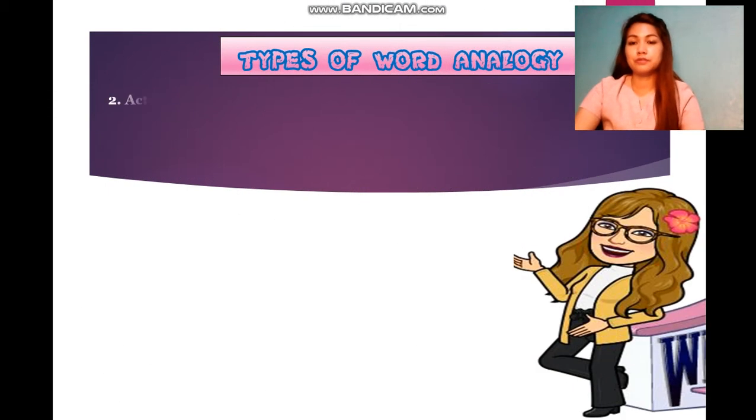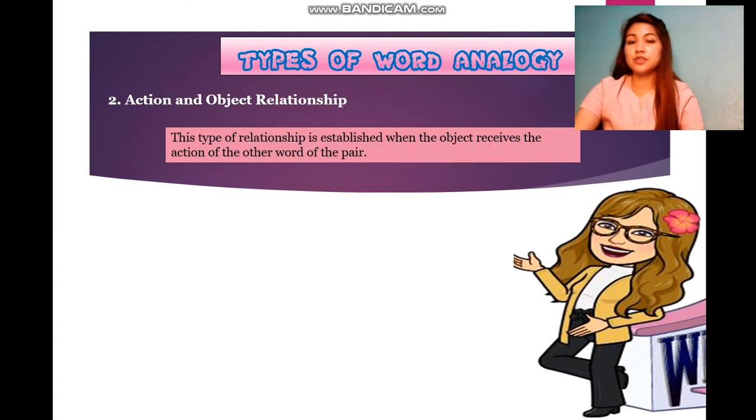Number 2. Action and object relationship. This type of relationship is established when the object receives the action of the other word of the pair. We can simply say that this is a noun and a verb relationship. To help you out, you just ask, what is the action towards the object?